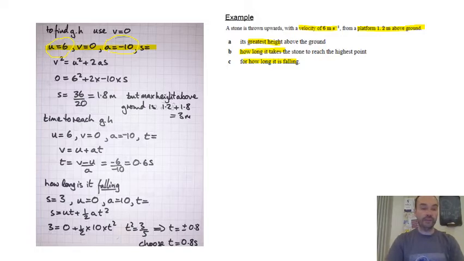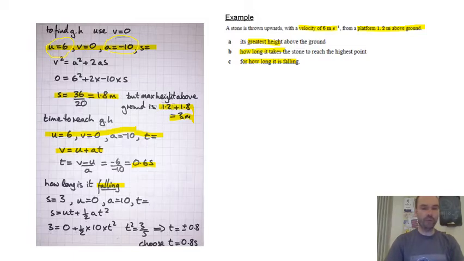v squared is u squared plus 2as, one of the SUVAT equations. You don't need to learn them, they're on the formula sheet. And we get a displacement of 1.8 meters above the starting point, but a maximum height of 3 meters above the ground. Time to reach the greatest height. Well, now we know the greatest height, we could use the 1.8, but since that's something we've calculated, better to use these values, quote the rule, solve it.